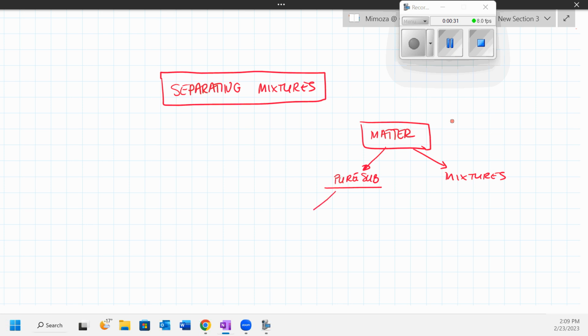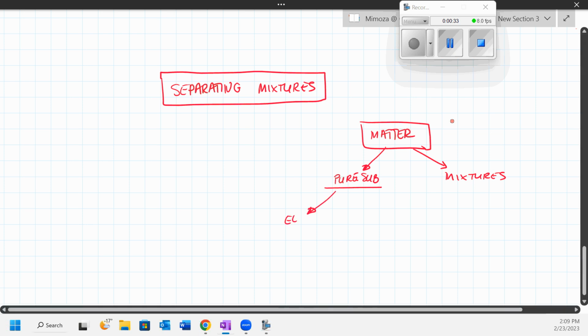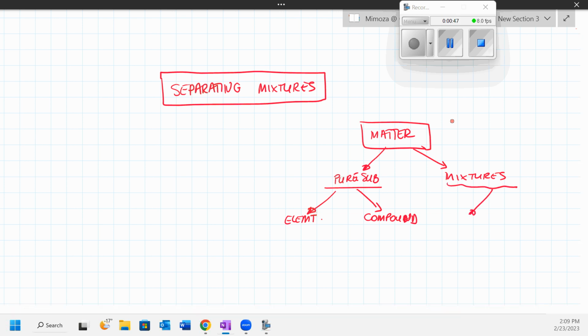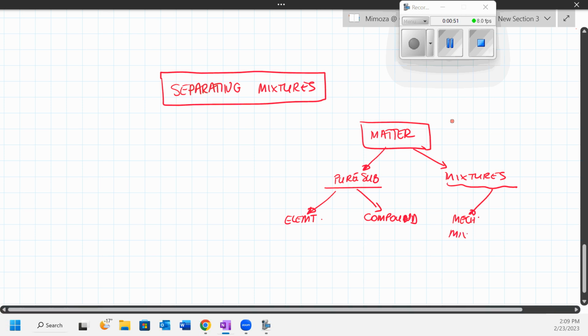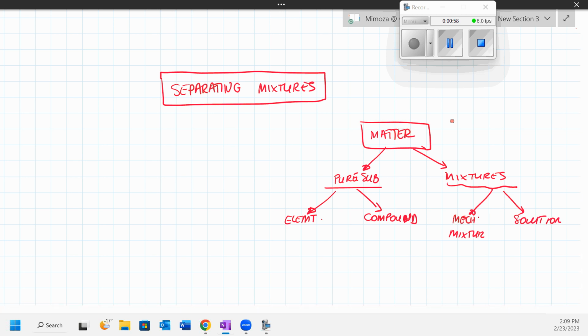And then under pure substances, we have two subgroups: elements that are on the periodic table, and compounds. And for mixtures, we have two: mechanical mixtures, which you can visibly see, and solutions, which you cannot visibly see. And the focus will be this part here.